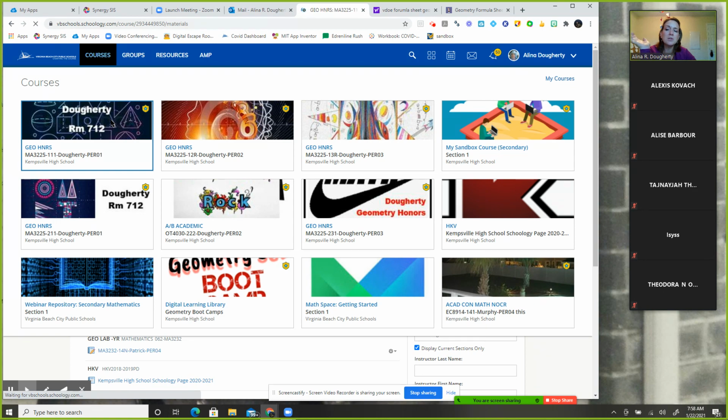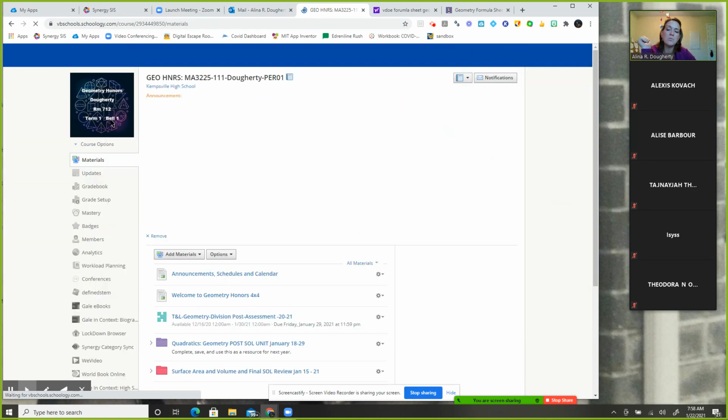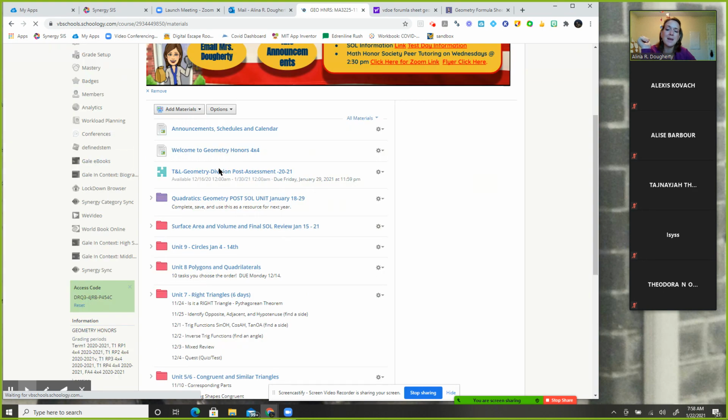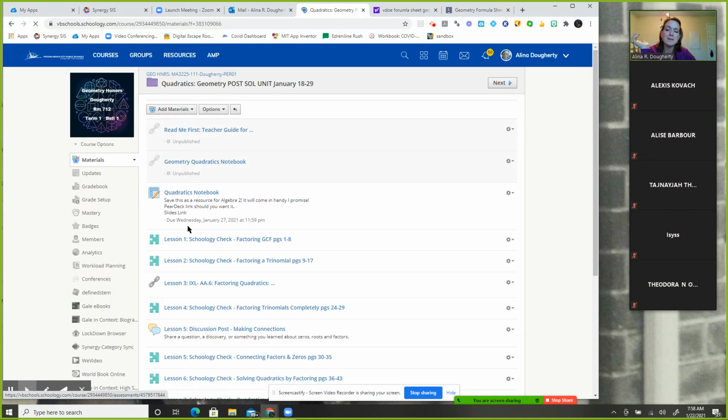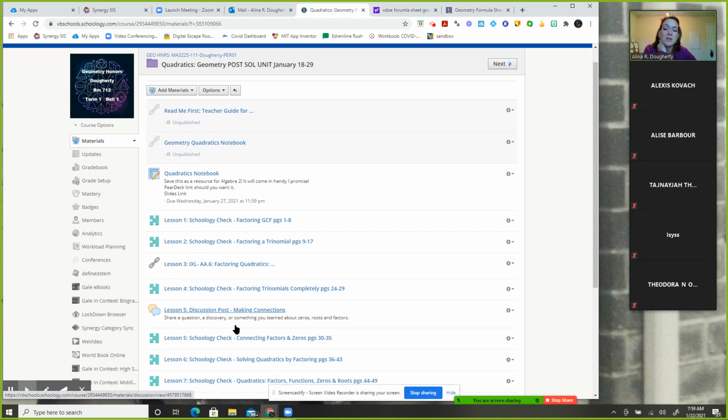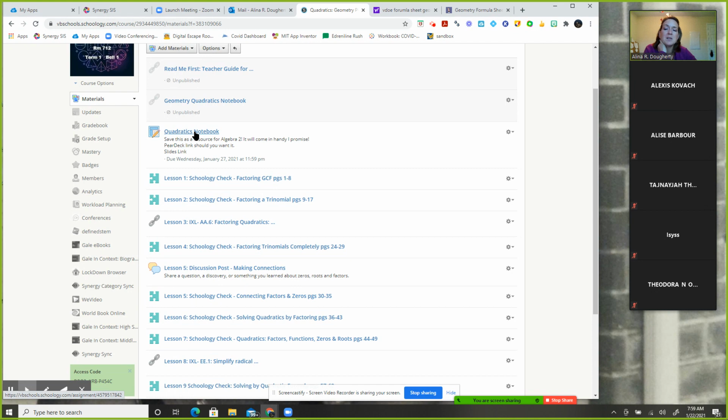So what I'm going to do is I'm going to unpublish everything, so you won't be able to see really anything except this quadratic folder. Okay. The reason I'm going to do that is at some point you might want to go back and practice some of these things. In fact, I would encourage that at the end of August, beginning of September, before you start Algebra 2, to go back into the quadratic notebook.